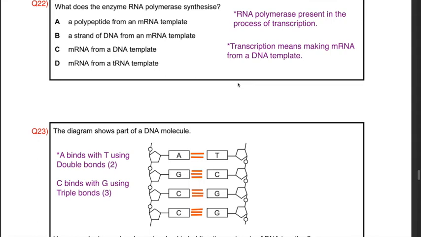RNA polymerase synthesizes a mRNA strand. And how does it synthesize a mRNA strand? It is from a DNA template, because the whole process of transcription occurs in the nucleus, and in the nucleus there is a DNA template, and then the product of transcription is mRNA, and that process is aided by the enzyme RNA polymerase. Hence, the answer is RNA polymerase synthesizes mRNA from a DNA template, that is C.